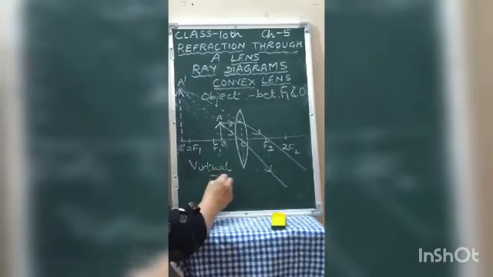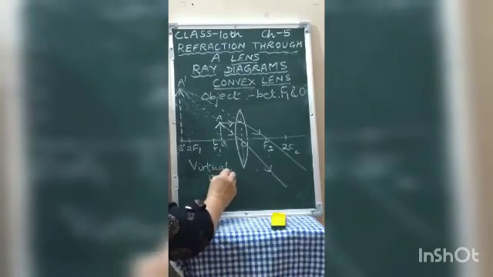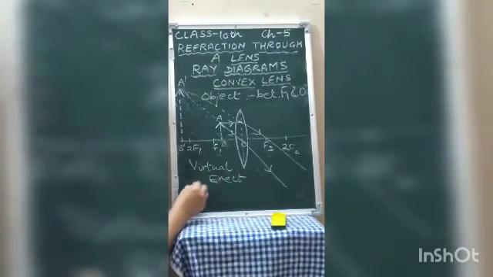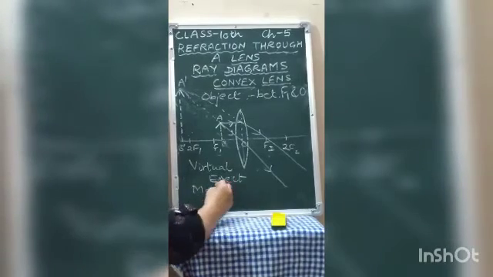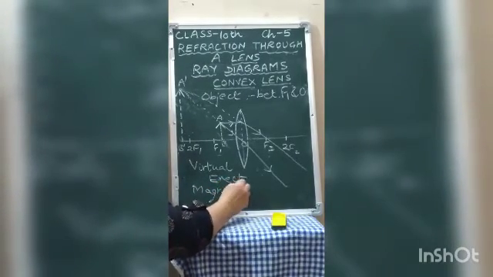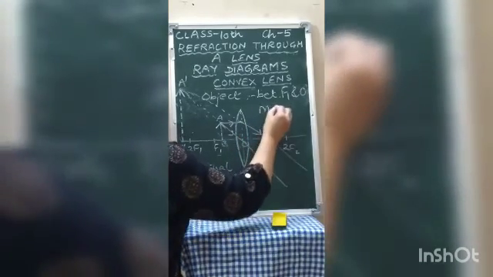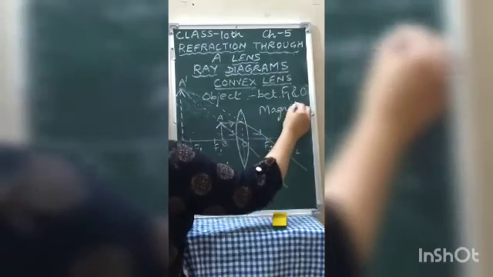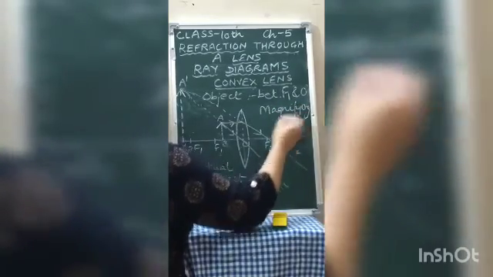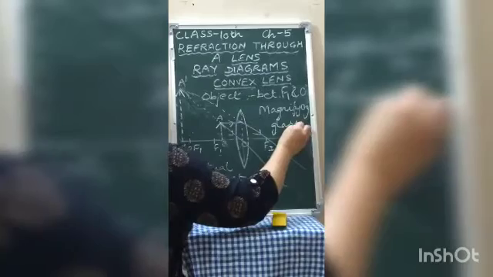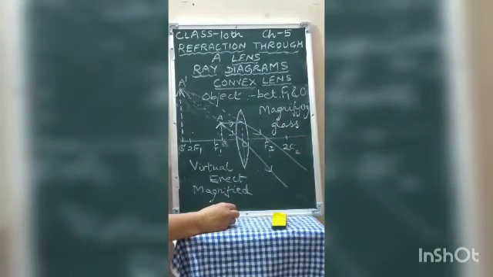Virtual image is always erect and it is highly magnified. This type of lens is used as a magnifying glass when you have to see the very small objects in an enlarged way.